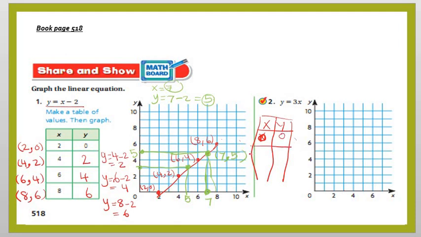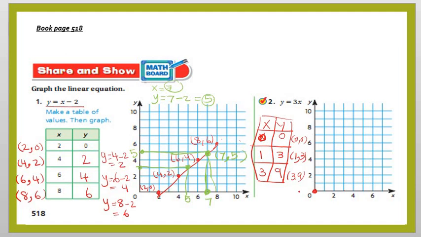Okay, take another value for x. X equals 1. 1 times 3 equals 3. So y equals 3. I can take another value. When x equals 3, 3 times 3 equals what? Equals 9. Let's plot these ordered pairs. I have the point 0, 0, 1 and 3, and 3 and 9.